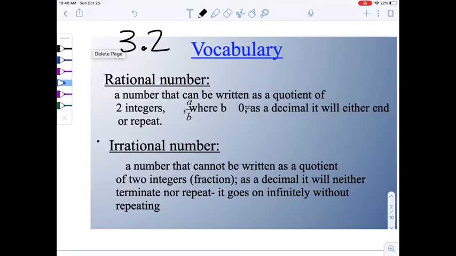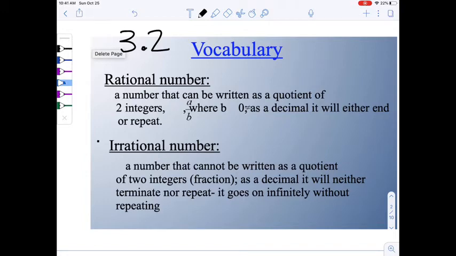This is lesson 3.2, and these are some really important vocab words, so I would suggest pausing this video and writing these vocab words down. So we have a rational number and irrational number. A rational number is a number that can be written as a fraction. Okay, so if it's a decimal, it either has to end or repeat. It can't go on forever. So it can always be written as a fraction.